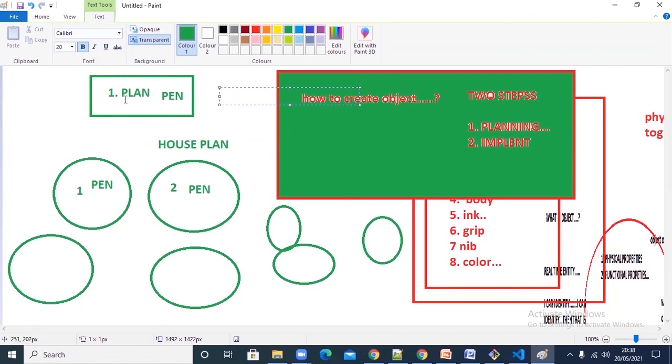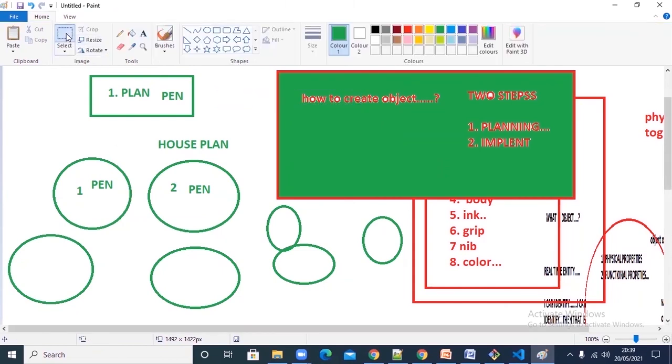One thing we understood: we have one plan, and using that plan I can create n number of objects. The moment I create n number of objects, they look the same only because they are sharing the same plan. Even if you constructed 10 buildings using the same plan, they look the same, but they are all different. The physical and functional properties are given separately for them. That is very important to understand.